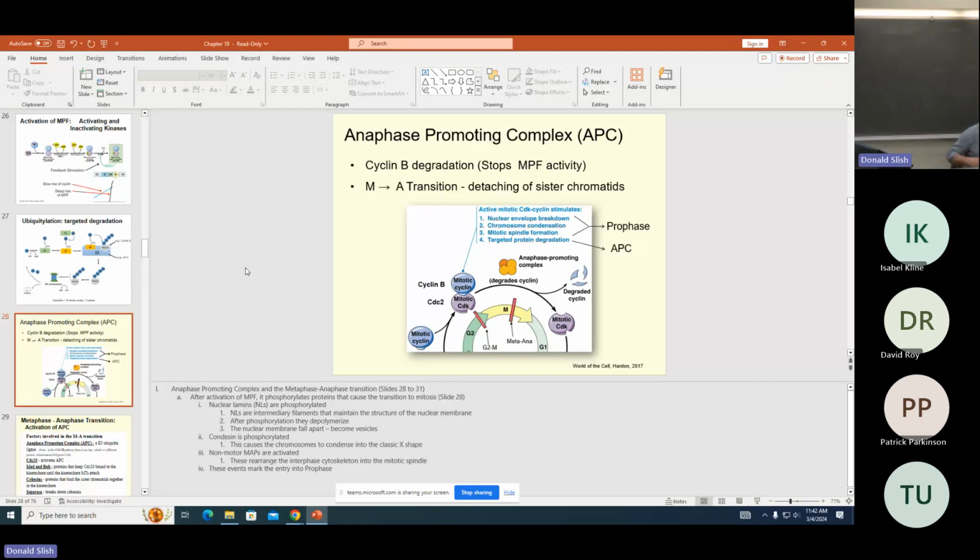and condensin is then going to cause condensation of the chromosomes, and it's going to activate non-motor MAPs, and that'll rearrange the cytoskeleton. So all the activities here of MPF are what are initiating prophase, mitotic spindle formation, chromosome condensation, and nuclear breakdown. The third thing it's going to do too is activate targeted protein degradation. So MPF is going to be important for the activation of APC.